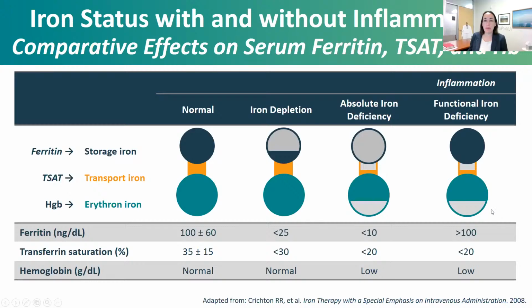So this is like one of those pretest questions we were looking at. Normal ferritin, low transferrin saturation, low hemoglobin. This is most likely functional iron deficiency.